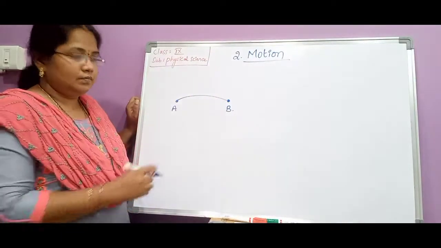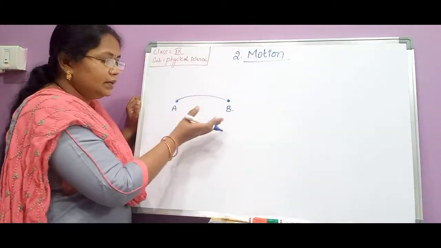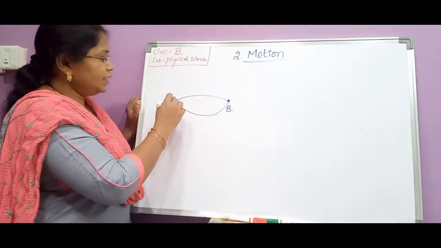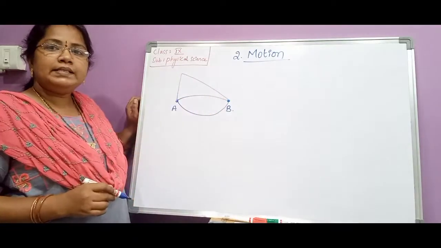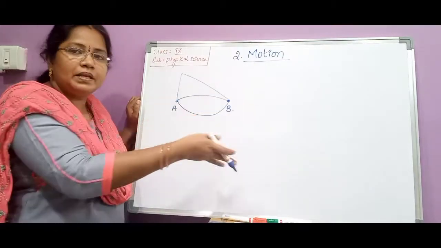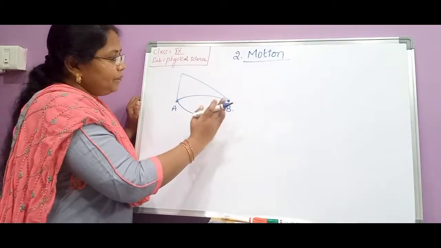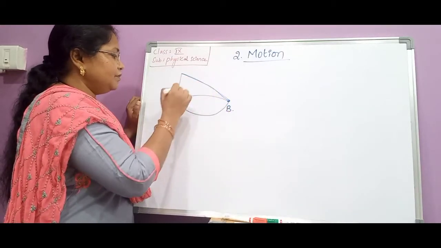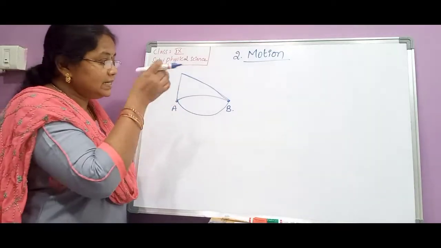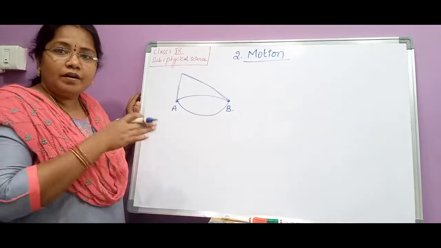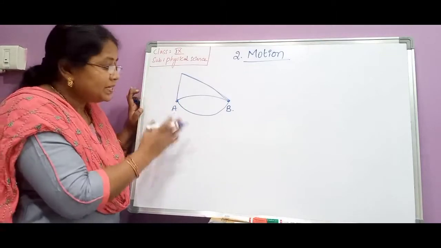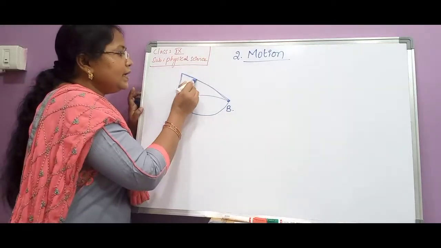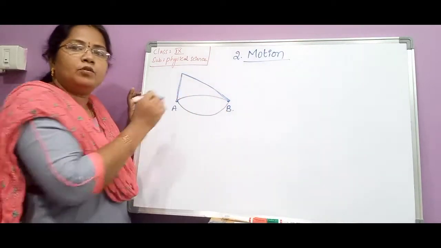It can travel in this direction, in this path. The path I have drawn here, the object can travel in this path, or it can travel in this path, or it can also travel in this path. Like this, there are three paths available, or we can even draw any number of paths. If the object travels in this path from point A to point B, what is the distance covered by that object? We have to measure the length of this path, from here to here, and again here to here. This total length we have to measure.